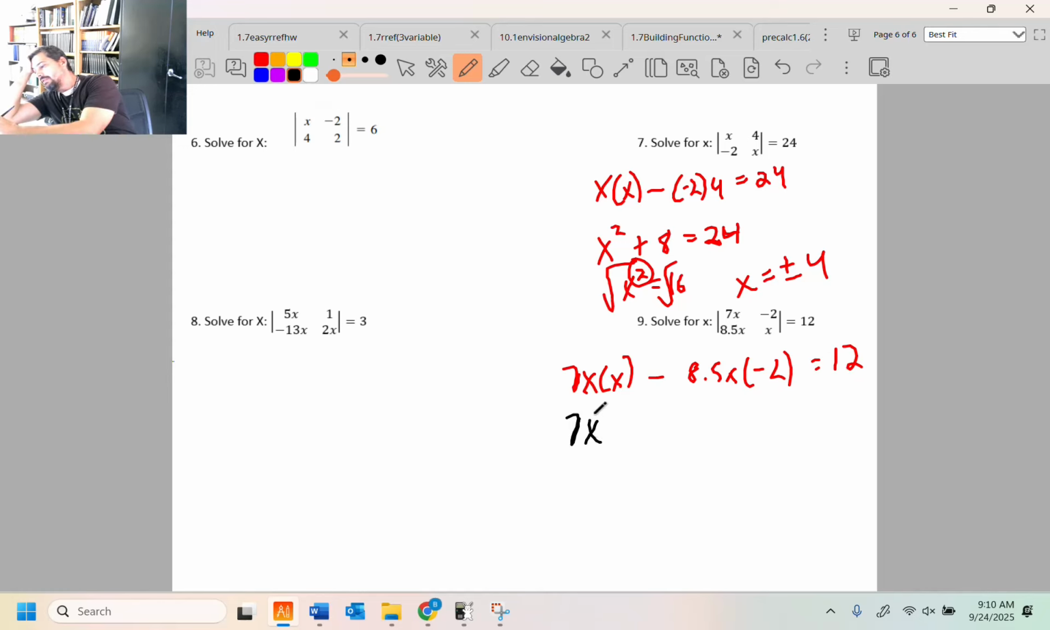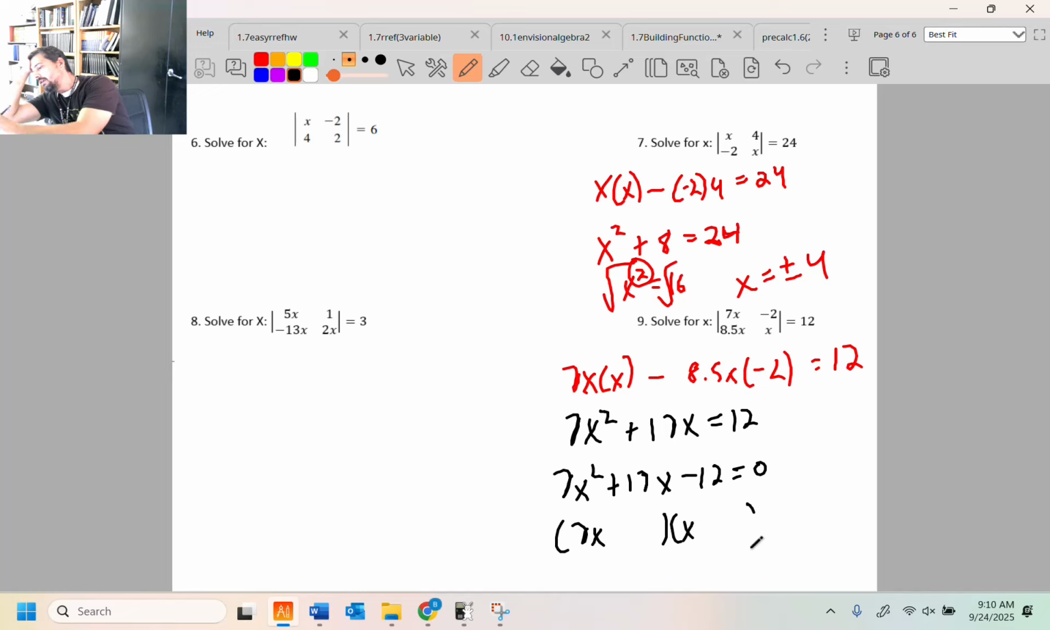So this is going to be 7x squared. 8.5 times 2 is, believe it or not, 17. A negative times a negative is positive. And we talked about this in class. If you have a quadratic with 3 pieces, you're going to set it equal to 0. So 7x squared plus 17x minus 12 is nothing. You're going to factor. It takes a 7x and an x to create a 7x squared. Your factors of negative 12 are going to be 3 and 4, and you've got to be careful about where you put them. I feel like it looks like this, 3 and 4.